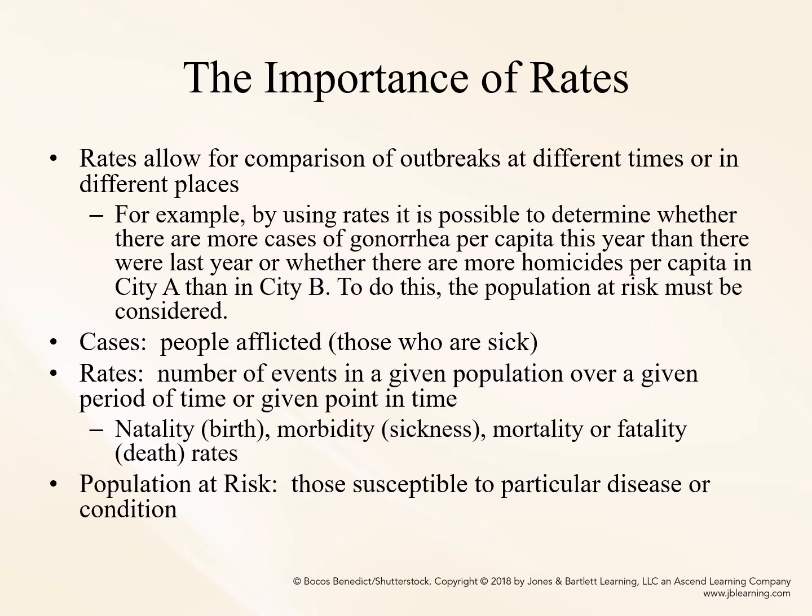So the number of cases is simply the number of people afflicted, or those who are sick. So the exact number, okay? And then again, rates are the number of events in a given population, people that are at risk, over a given period of time or a given point in time. And again, we have three different types of rates. And then finally, here we have population at risk, those that are susceptible to a particular disease or condition. Again, just like I have to be in a car to get in a wreck, or I have to have a uterus to get uterine cancer.